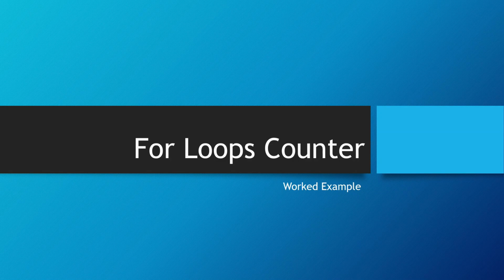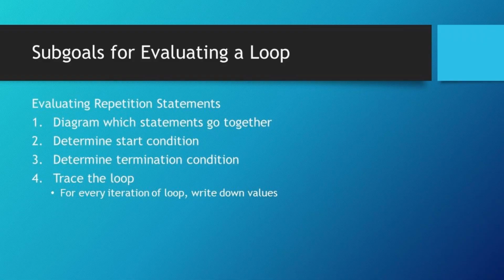In this video, we will be looking at a for loops counter example problem. The subgoals for evaluating a loop are: 1. Diagram which statements go together. 2. Determine the start condition. 3. Determine the termination condition. 4. Trace the loop. For every iteration of the loop, write down the values.